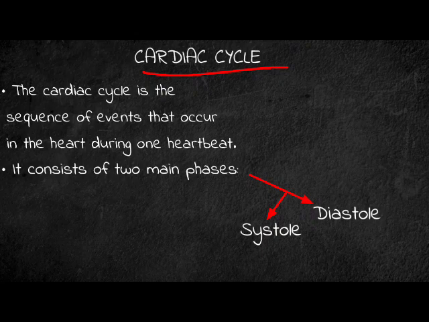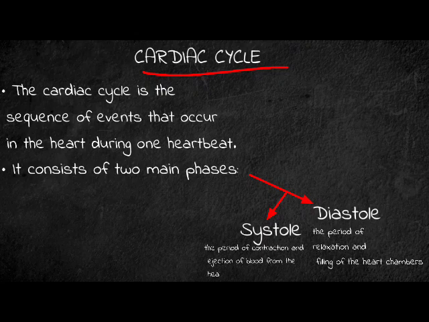So what are these phases? Diastole is the period of relaxation and filling of the heart chambers. In this phase, the heart chambers fill with blood, because the chambers are in a relaxed state. And systole is the period of contraction and ejection of blood from the heart chambers. The heart contracts and the blood goes out of the heart.